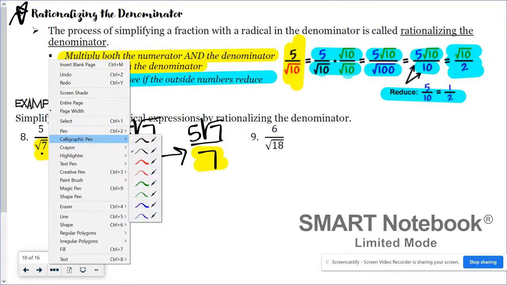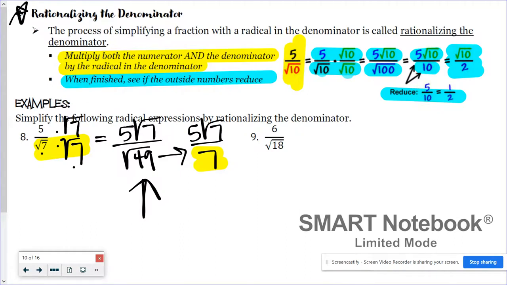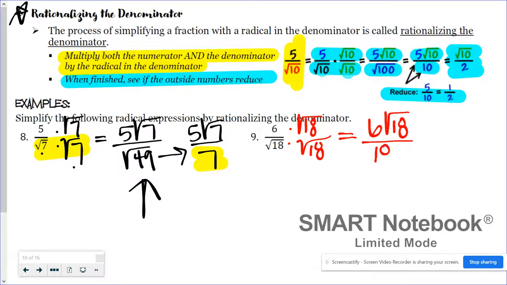Looking at number 9, I have 6 over the square root of 18. So an insider and outsider, and they don't mix, okay? So I can rationalize the denominator. I can multiply the top by the square root of 18 and the bottom by the square root of 18. On top, I get 6 root 18. On the bottom, it's simply going to be 18.